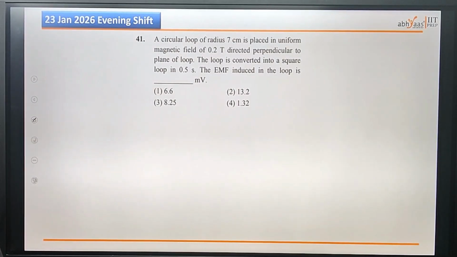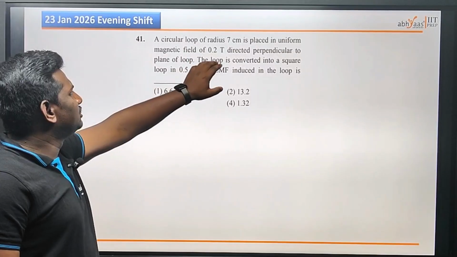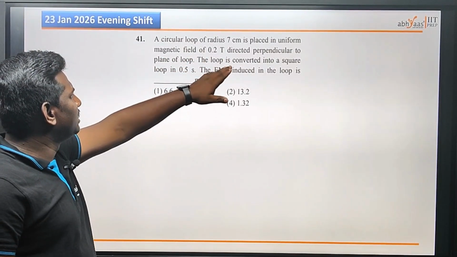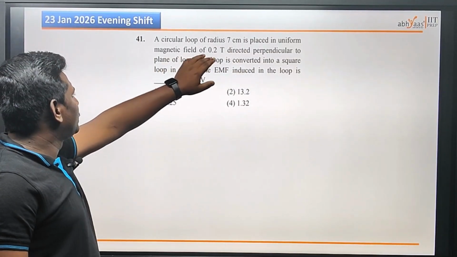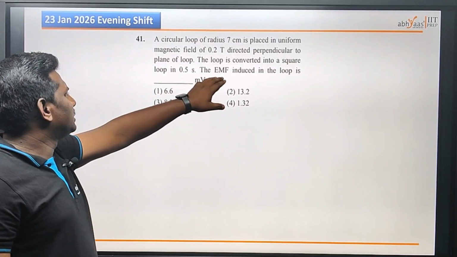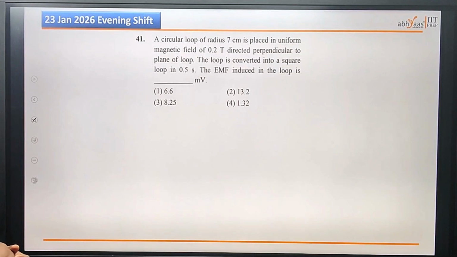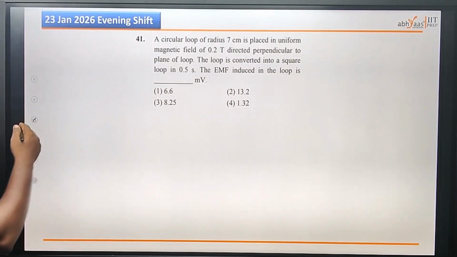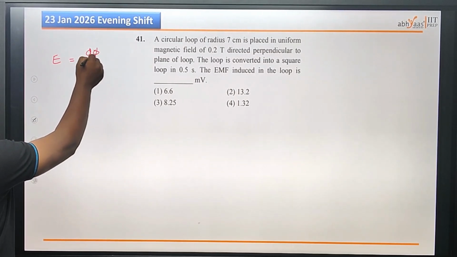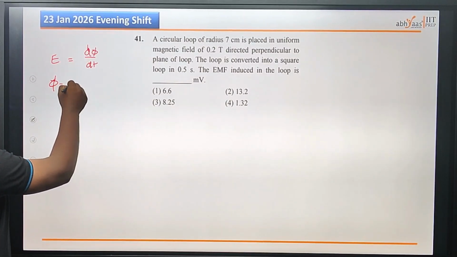Next question, 41. A circular loop of radius 7 cm is placed in a uniform magnetic field of 0.2 Tesla directed perpendicular to the plane of the loop. The loop is converted into a square in 0.5 seconds. The EMF induced in the loop. What do you have to find? You have to find EMF. What is the EMF formula? Rate of change of magnetic flux. What is flux? Flux can be written as BA.